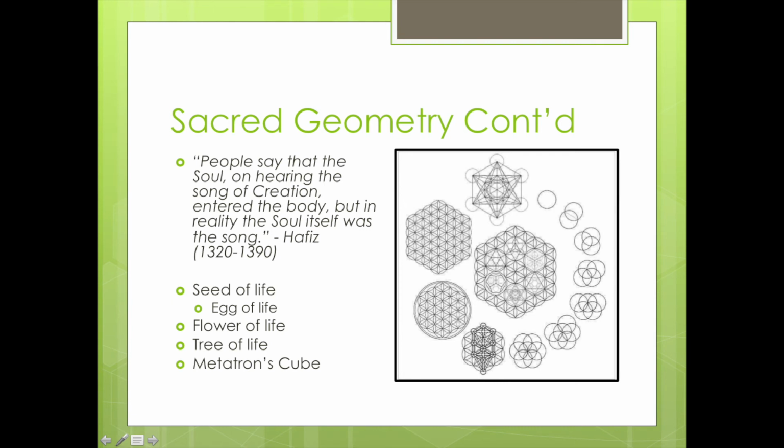The tree of life is made when straight lines are drawn from the intersecting points of the 7 interlocking circles of the seed of life. Metatron's cube is composed of 13 spheres held together by lines drawn from the midpoint of each sphere. So it depicts the 5 platonic solids, which are derived from the flower of life.